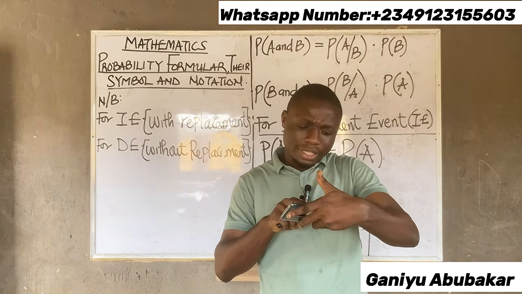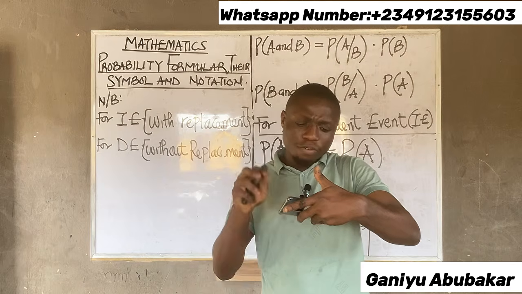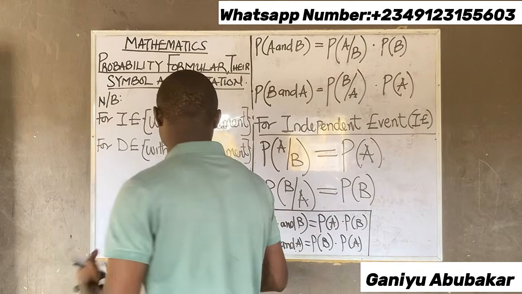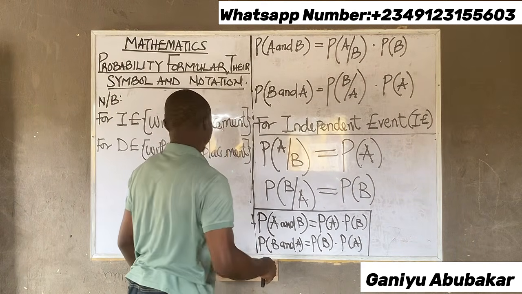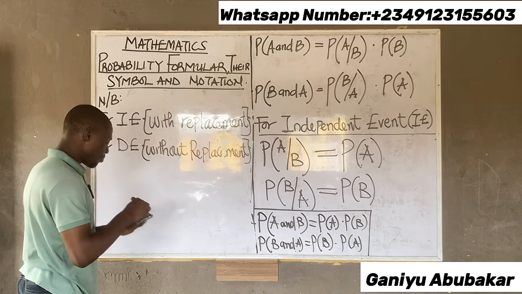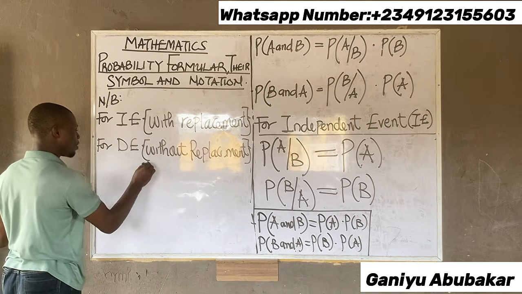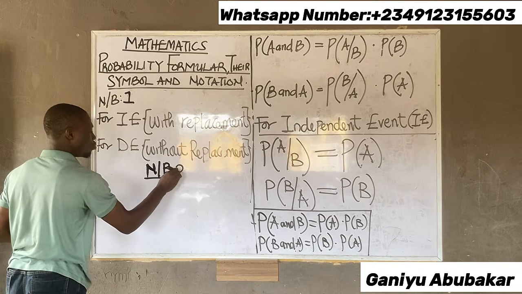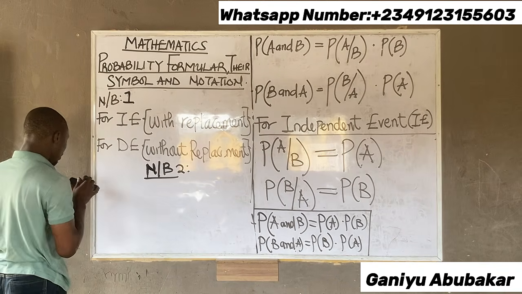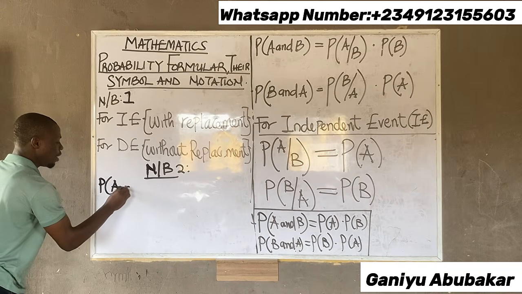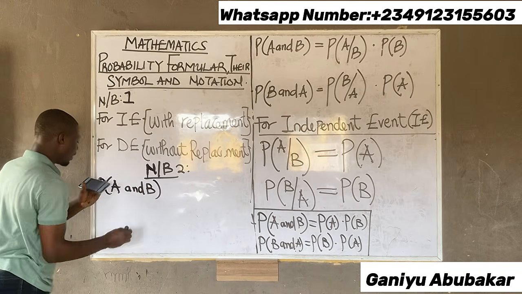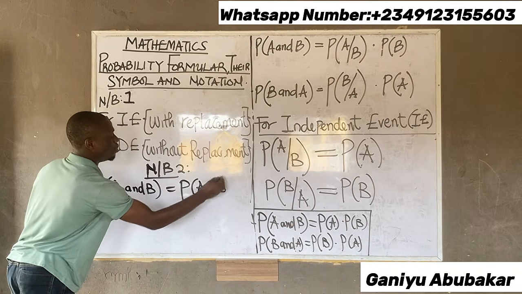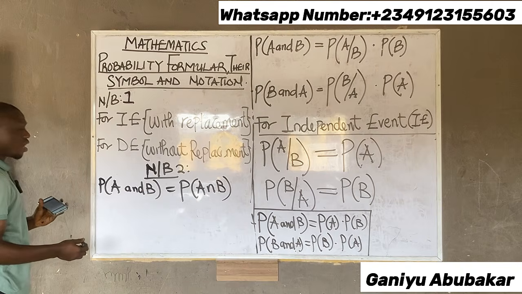Next up, let's look at something else. Before I move on, let me quickly show you something, guys. Know this difference: it's number one, it's number two. If I have the probability of A and B, we said this can be replaced with the probability of A intersection B, because they work hand in hand.